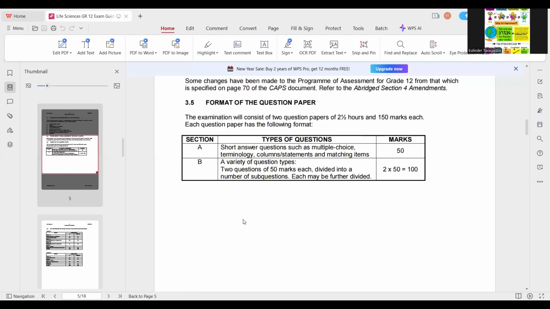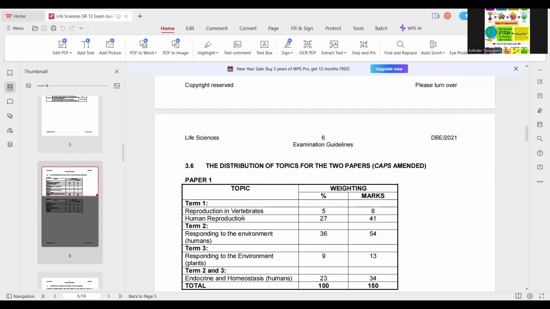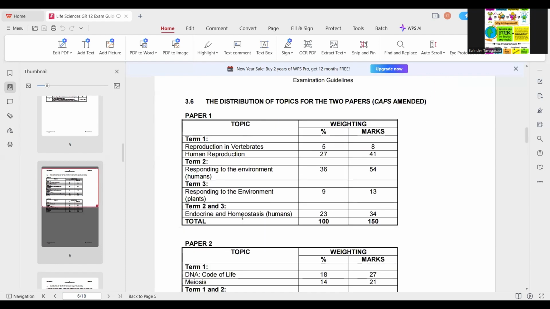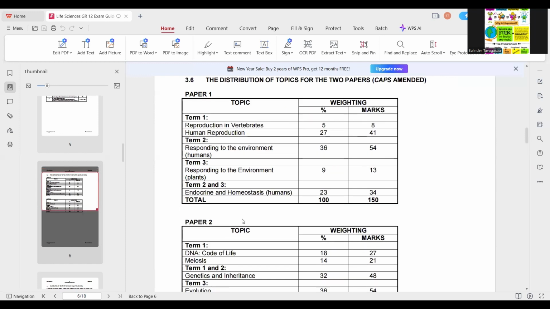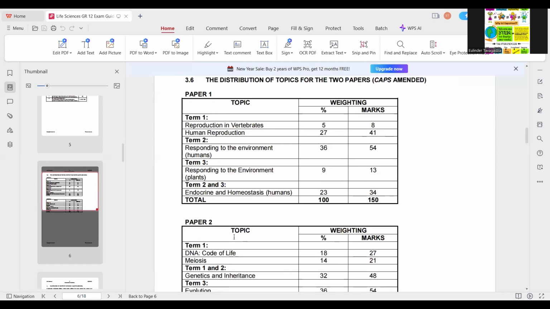All right, so I'm just going to go through the layout of the papers that you're going to write in your final exam. Then we'll just go through each topic and the exam guideline, what exactly you are supposed to answer and what exactly you are supposed to know on each and every topic. So we'll start with our paper 1.